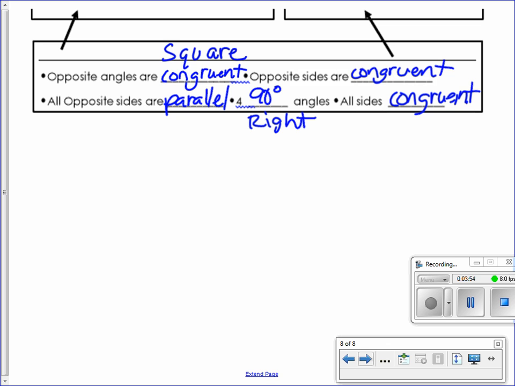So if you look at the bottom of your paper, it starts out the most specific. So if a square, then you also have a square as a rectangle and a rhombus and a parallelogram following the arrows up. And we will go over more of that in class tomorrow.